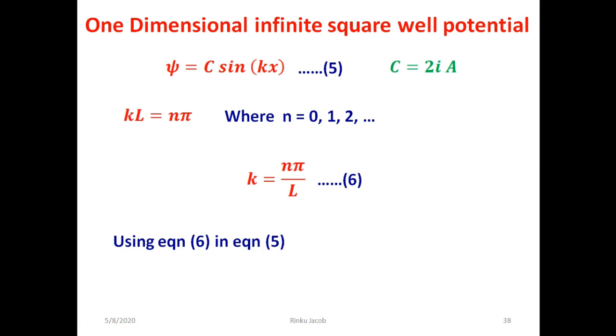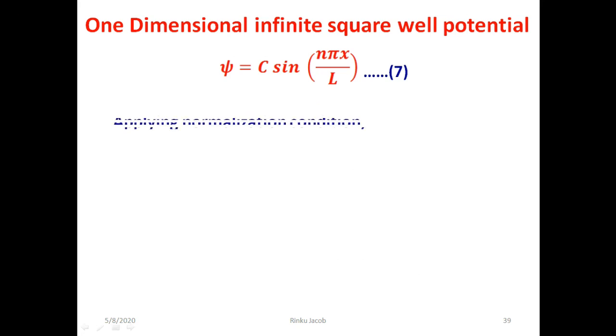Now using the value of k given by equation 6 in equation 5, which is the equation for wave function, we get ψ = C sin(nπx/L), which is equation 7. Now to find the value of C, we apply the normalization condition. Here, the normalization condition is that we sum the probability of finding the particle between x = 0 and x = L. As we are calculating this probability continuously between x = 0 and x = L, we use integration instead of summation.